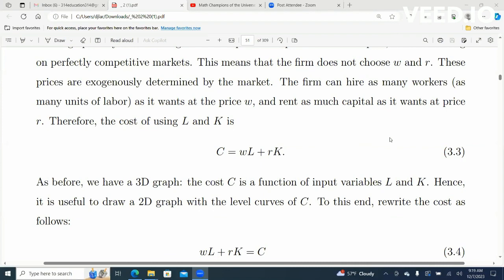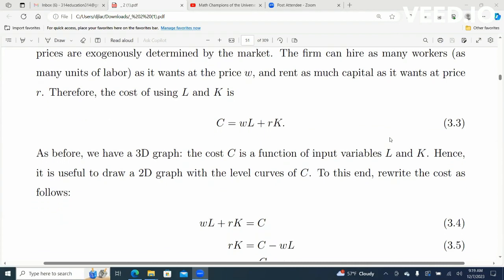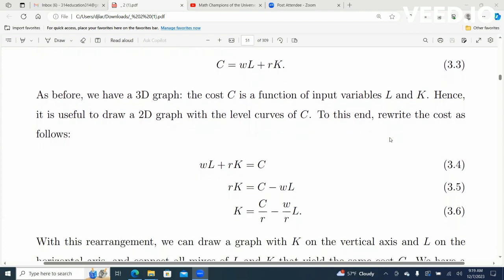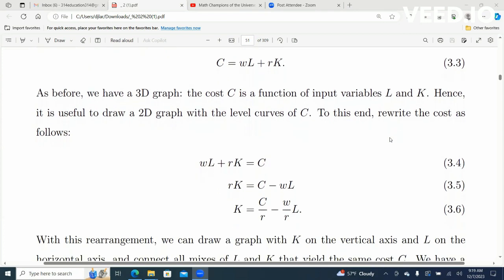So they kind of go through this. Let me give my interpretation of this here. But this is the basic cost function. You see below that they derive a y equals mx plus b.